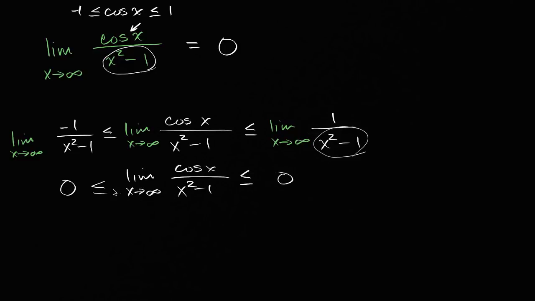So if 0 is less than or equal to our limit, which is less than or equal to 0, well then this right over here has to be equal to 0.